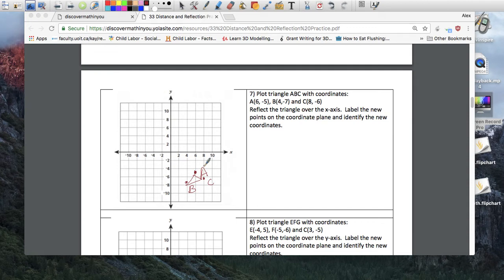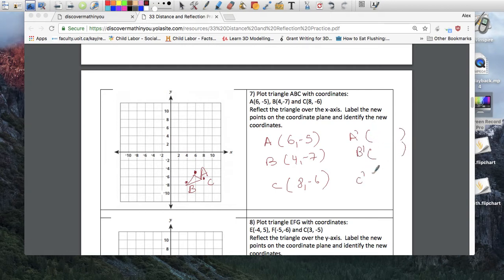One second. So here's our little triangle. And because we're reflecting over the x and y axis, I'm going to write this. A is my original, 6 and negative 5. B is 4, negative 7. And C is 8 and negative 6. My original, my A prime, my B prime, my C prime.